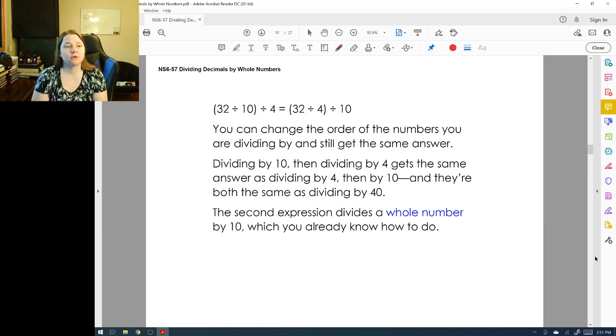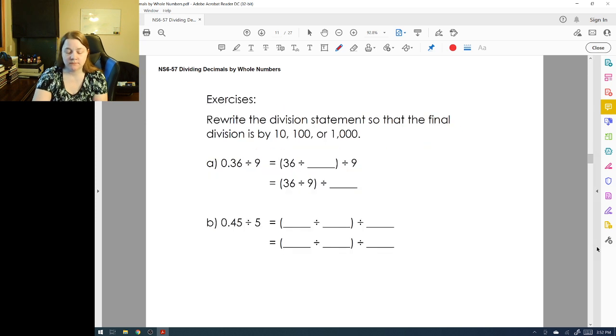You can change the order of the numbers you're dividing by and still get the same answer. Dividing by 10, then dividing by 4 gets the same answer as dividing by 4, then dividing by 10. It doesn't matter which order you pick. The second expression divides a whole number by 10, which you already know how to do.